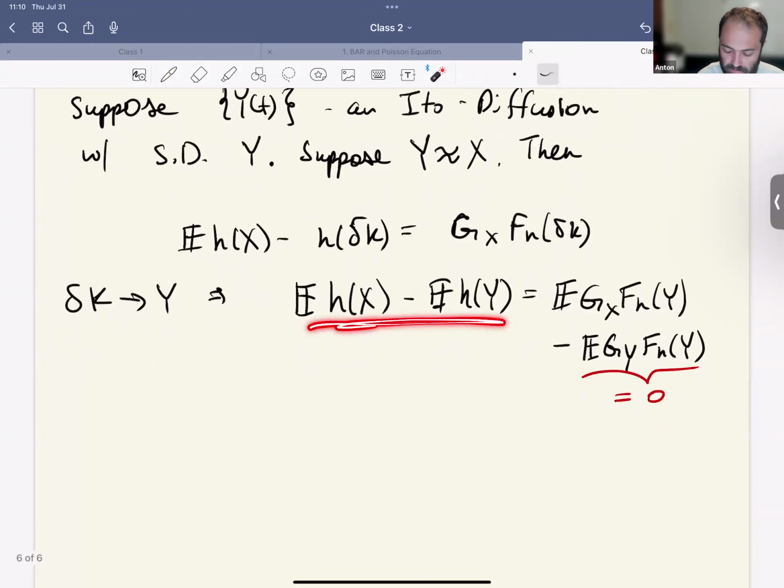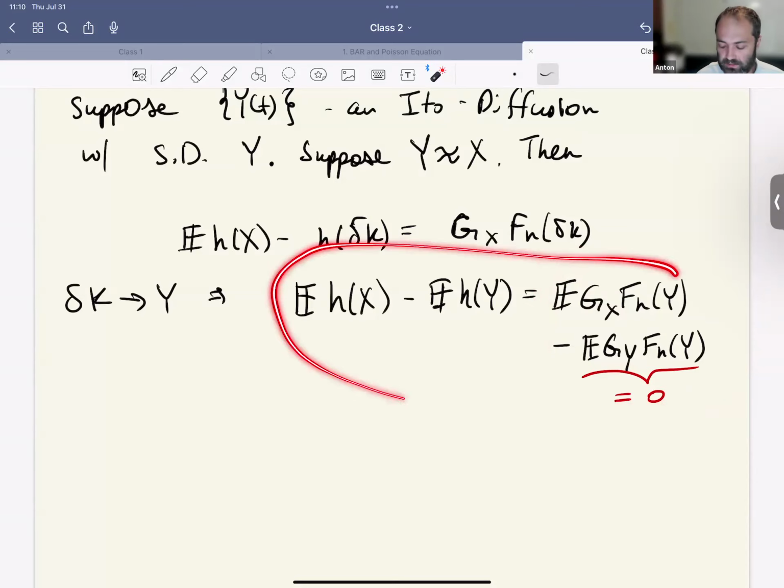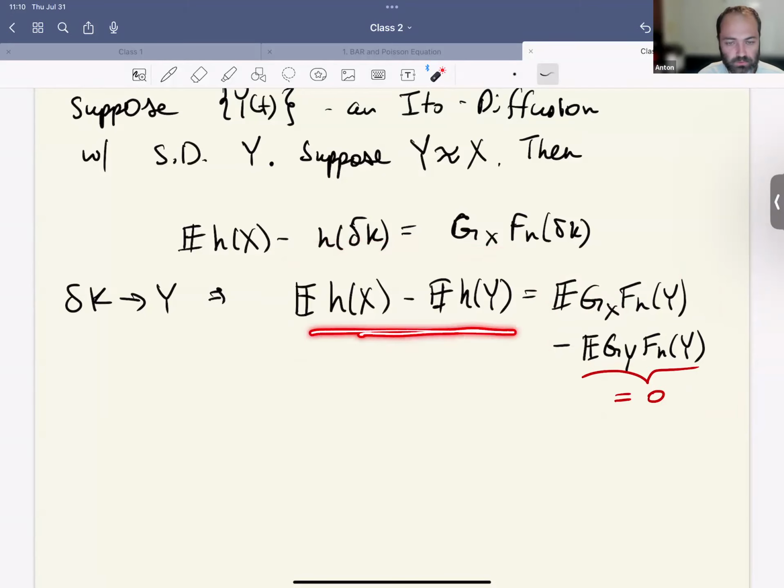And now what do we have? We see that if we want to compare the two distributions X and Y, all we have to do is compare the generators of the Markov chain and the Ito diffusion. And this is the Stein's method step. This is the big insight: usually it's very difficult to work with the left-hand side, but the right-hand side is much more accessible.